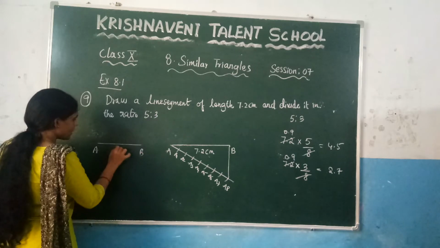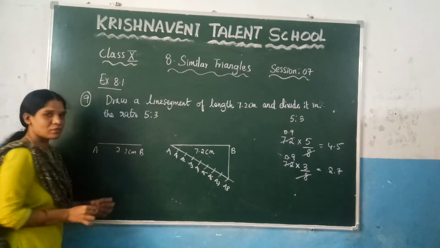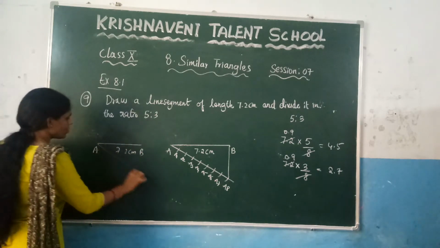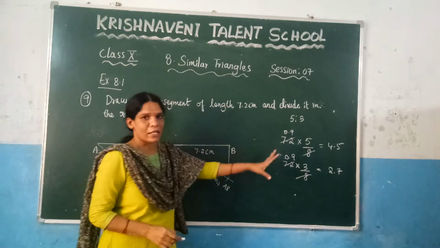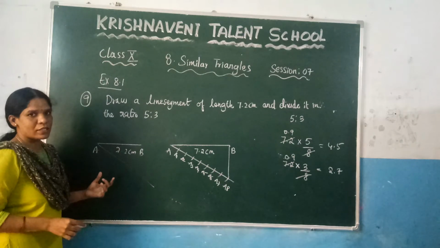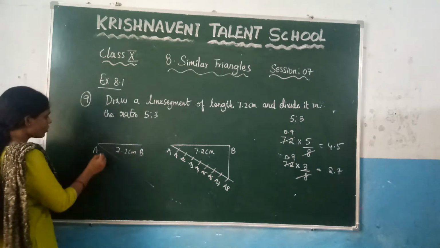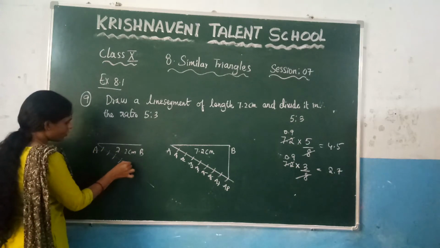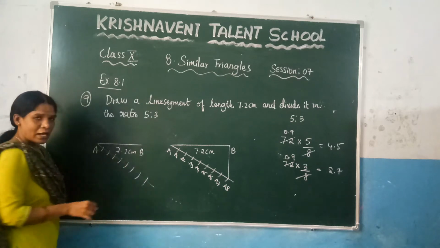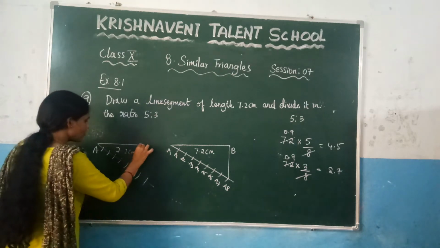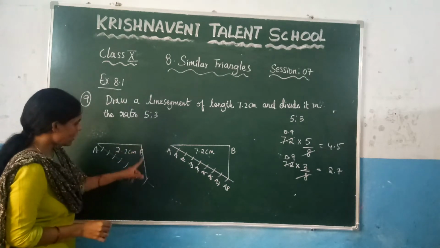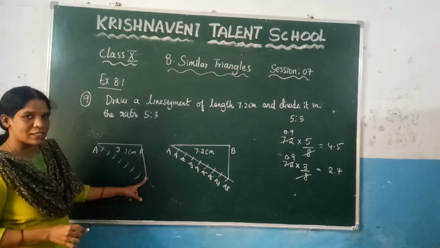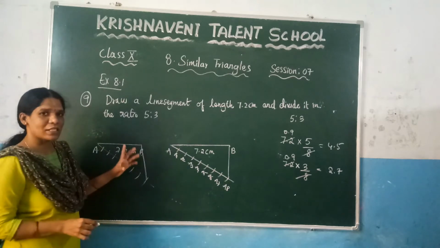First you need to draw one line segment of 7.2 centimeters. After that you need to draw one acute angle, and since the total parts are 8, you need to make 8 arcs without changing the radius. So here 1, 2, 3, 4, 5, 6, 7, 8. And after that what do we do? We have to join these two points, and you need to draw one line parallel to this line such that it intersects the fifth arc.